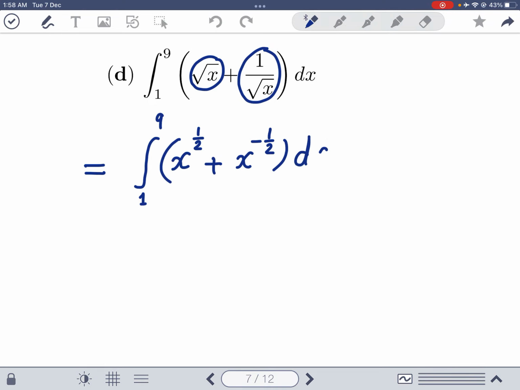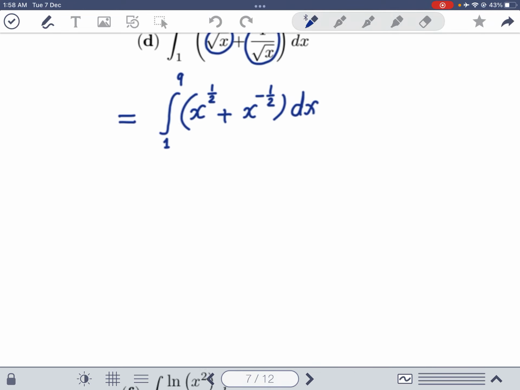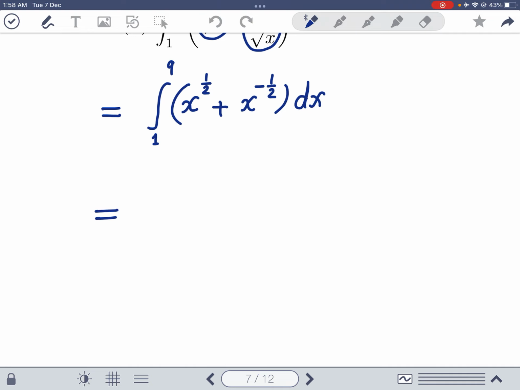dx. See, now you can apply the power rule. The power rule says add 1 to the power. So if it's half, it will be 3 over 2, over 3 over 2, plus add 1 to negative half, you get half.